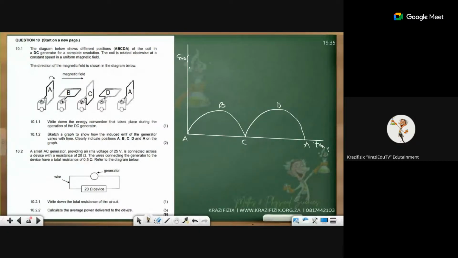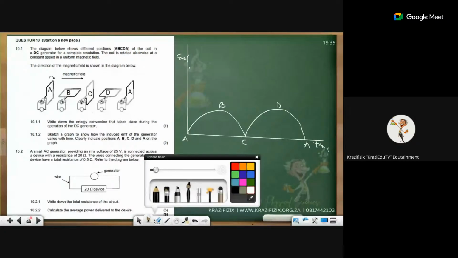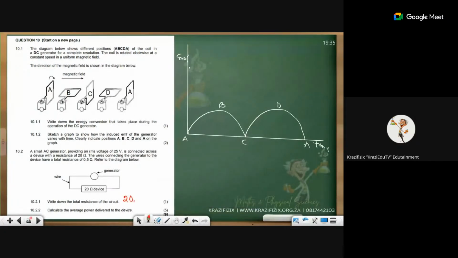Write down the total resistance of the circuit. 20? Why 21? The total resistance of the circuit, 20.5. Because the wire is 0.5, and the device is what? 20. So that's very, very key. 20. Why did you say 21? Are we okay with that 20.5, guys? Because of the resistance of the wires.